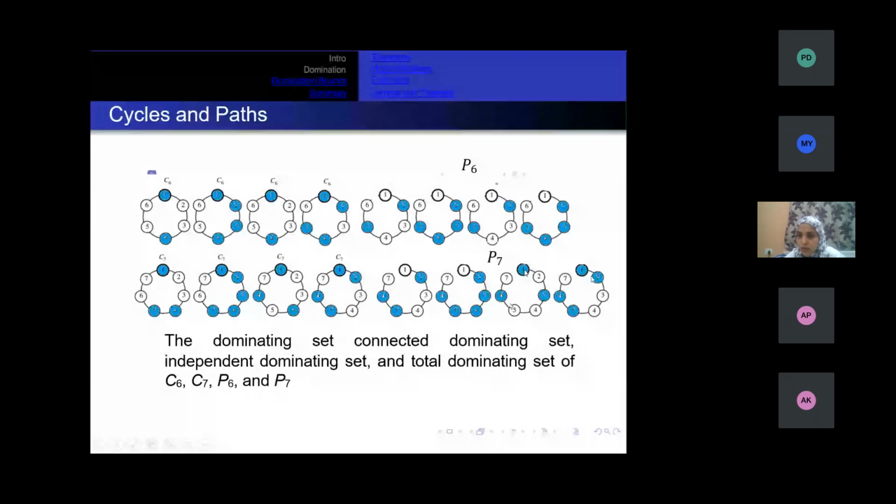So here is a connected dominating set. 1 is connected to 2, 5 is connected to 6. This is the normal dominating set 1, 2, 5, 6. But here we are taking 3 and 4 as well into consideration because we have to make it a connected dominating set. So the connected dominating set cardinality is 4. That is 1, 2, 3, and 4. So here are the 3 types of basic parameters that I've explained.